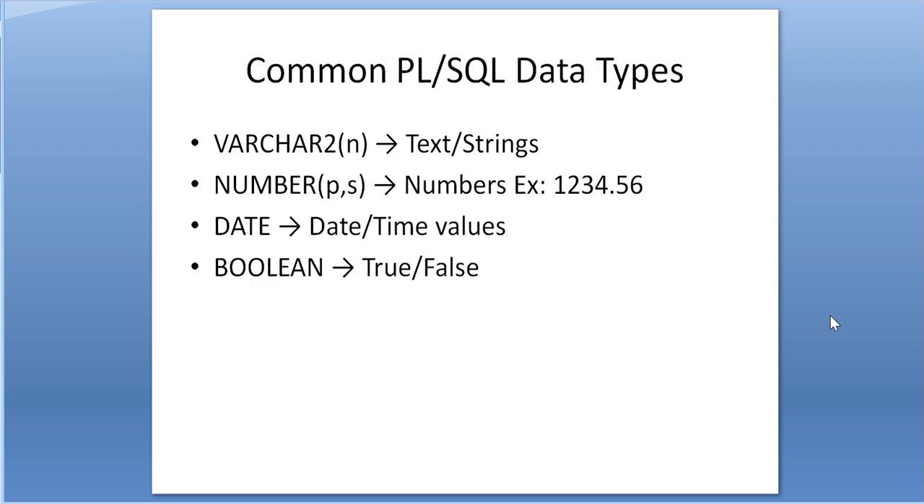So these are common PLSQL data types. VARCHAR(n) is used for text and strings. NUMBER(p,s) is precision and scale. For example, NUMBER(6,2): total digits are 6, and after the decimal point you are permitted to give only 2 decimal values.